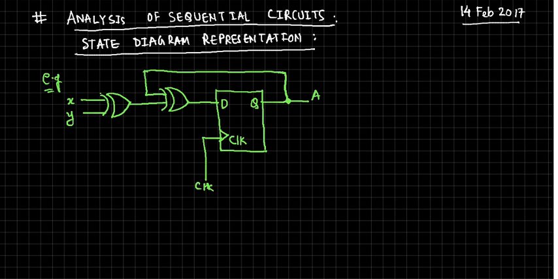So in the table, let me write the present state, then we have the input, and then we have the next state. And let there be an output also.